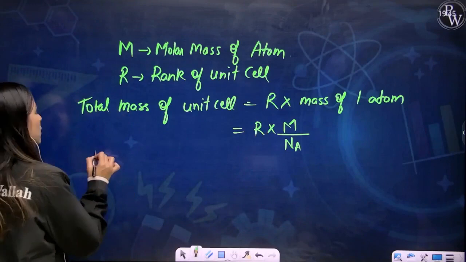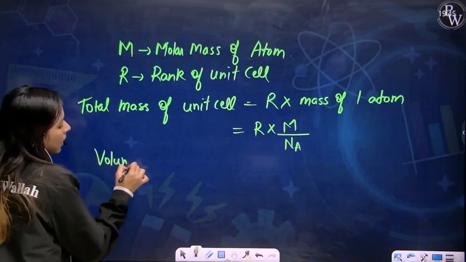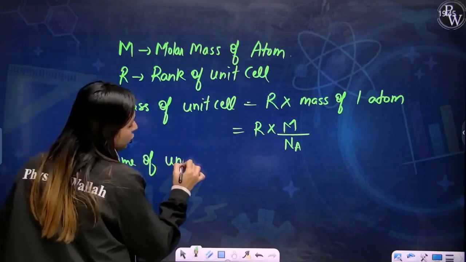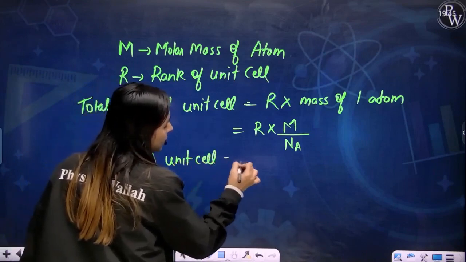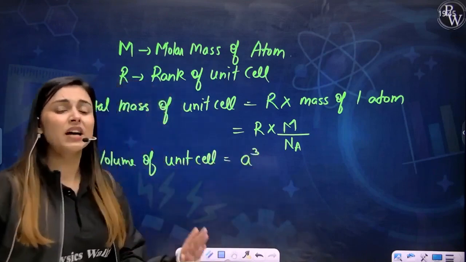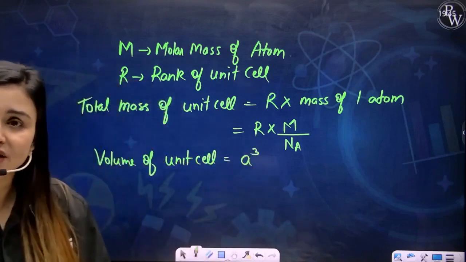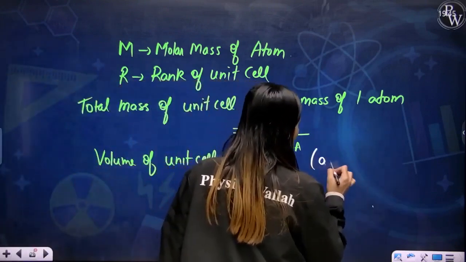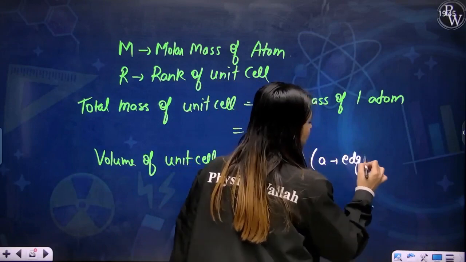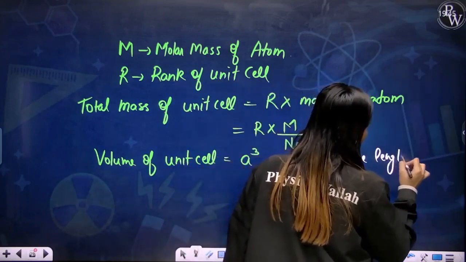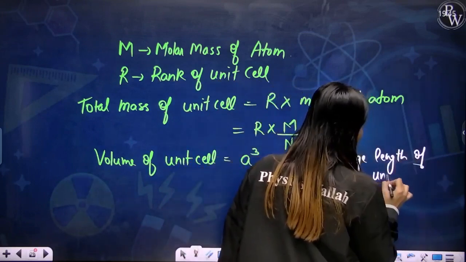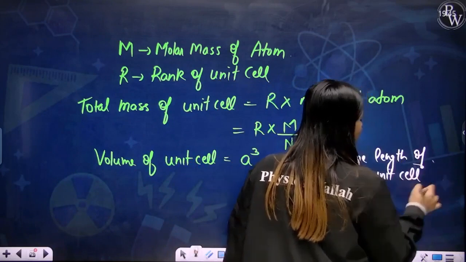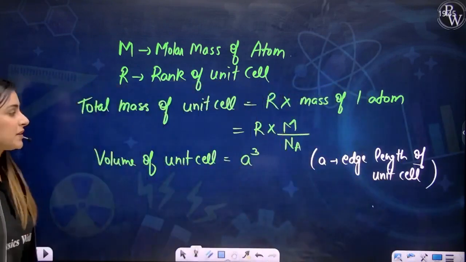The volume of the unit cell will be equal to A cube, because still we are considering a cubic unit cell, and A is the edge length of the unit cell. Right? Yes, ma'am. Perfect. I hope it's clear to you.